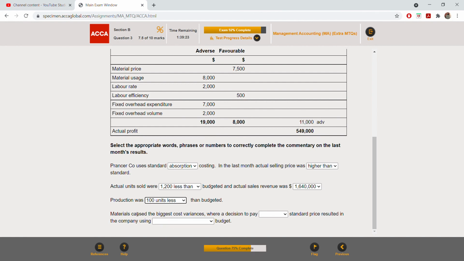And finally, the last one, material cost. Material cost, the biggest cost variances were our decision to pay dash price more than standard price rather than the company using dash budget. Okay, where the less than, definitely, where decision to pay less than the standard price resulted in the company using the dash budget. Which budget? 320 kg. It is definitely 320 kg. Okay, more than original, less than original, it has nothing to do with original. You compare with the flex. Okay, more than the flex, more than the flexed.